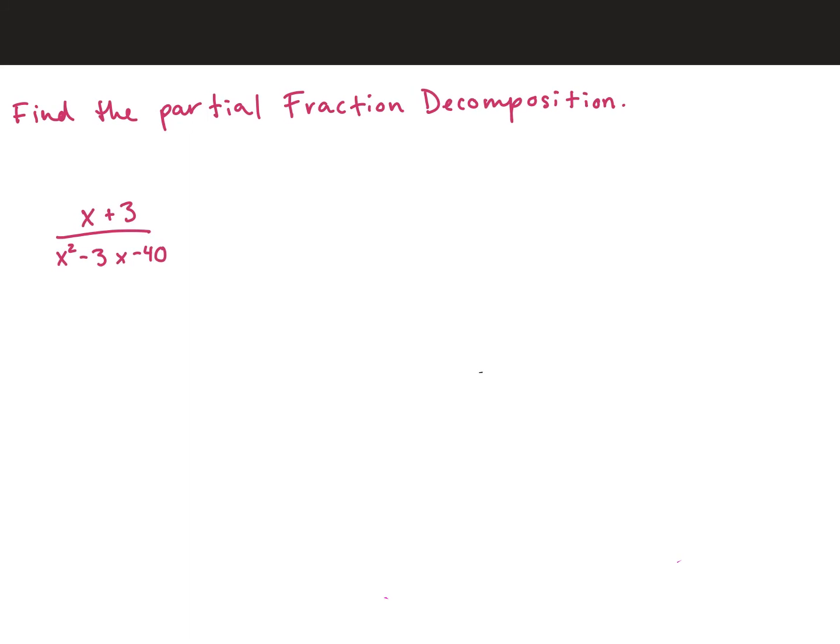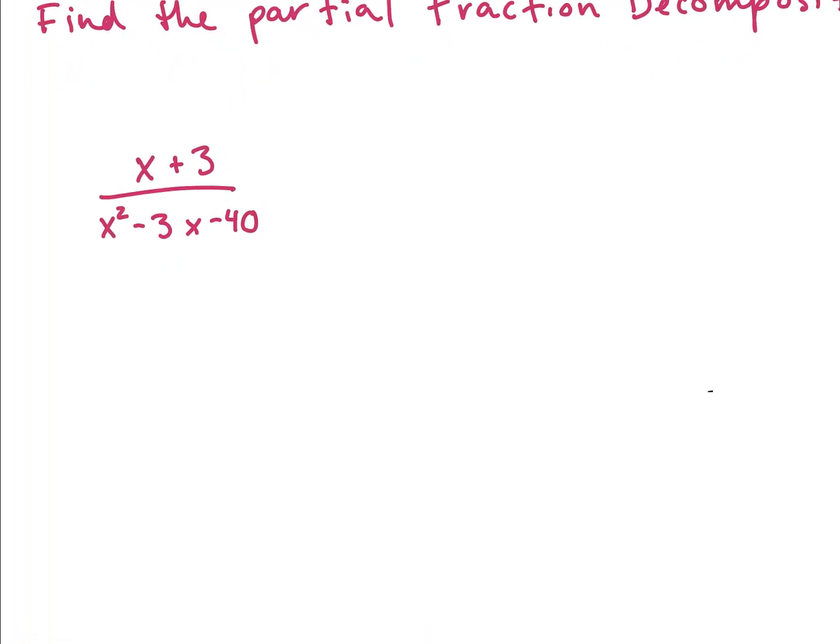That is when we have x plus 3 over x squared minus 3x minus 40. So the first thing that we're going to do with this is to factor that denominator. So this denominator, you want to find the factors of that negative 40 that add up to be negative 3. If you don't know off the top of your head, find them all. We do have 5 and negative 8 that will give us the negative 3. So this factors out to be x plus 5 times x minus 8.